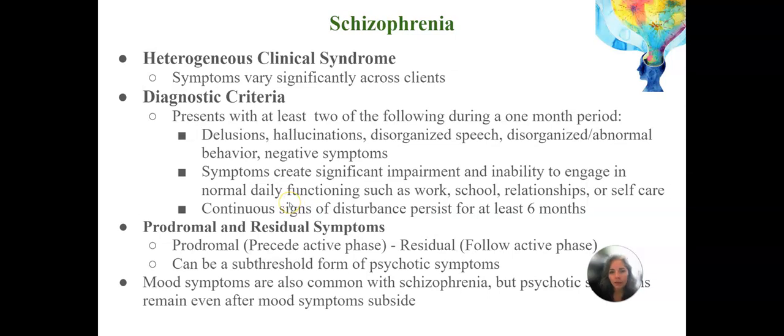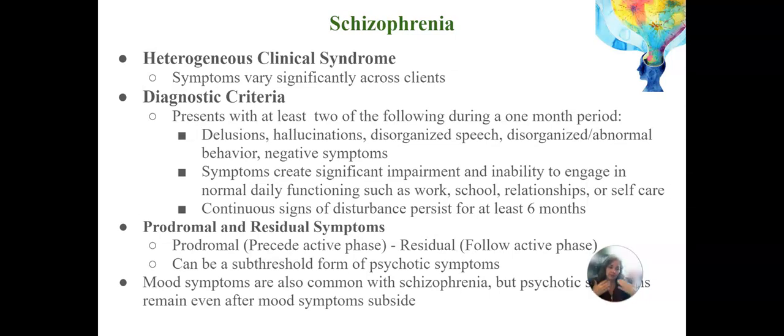So when you're talking about schizophrenia, we say it's heterogeneous in terms of the clinical presentation because the symptoms are not the same. Every client's different and unique. You might have 5 clients and they have a completely different clinical presentation for all 5 clients. The diagnostic criteria requires that they have at least 2 of the following: delusions, hallucinations, disorganized speech.